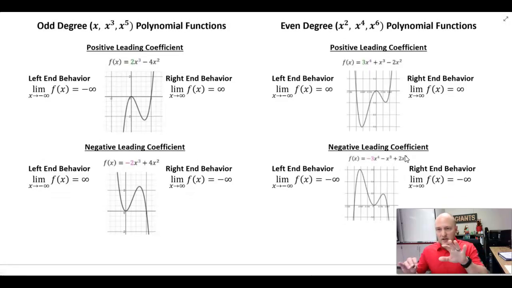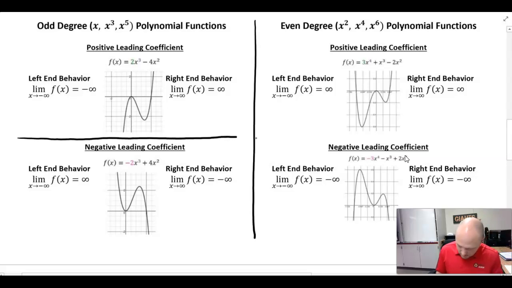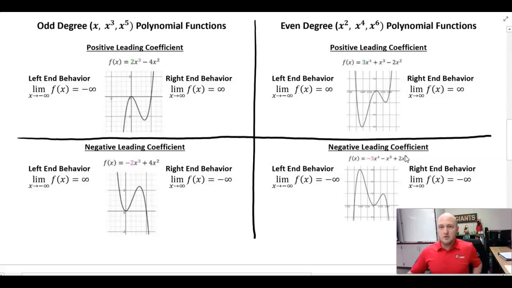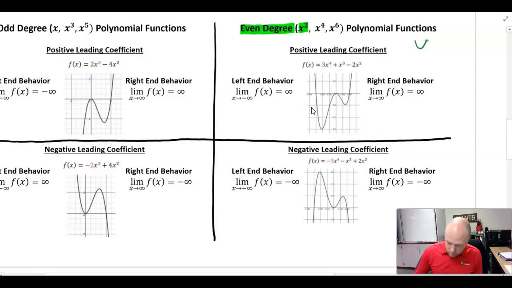So I'm going to split this notes page into 4 quadrants, looking like this. What I want to cover first, probably our most foundational, is even degree. What if I have a function that has an even degree? A classic example is something like x squared. So let me draw that in green over here. So y equals x squared. That's a parabola. It looks something like this. Just very simple.